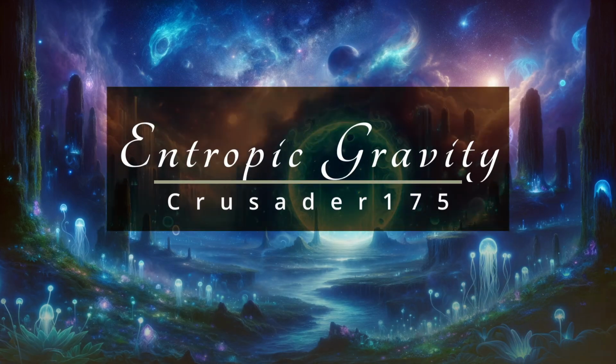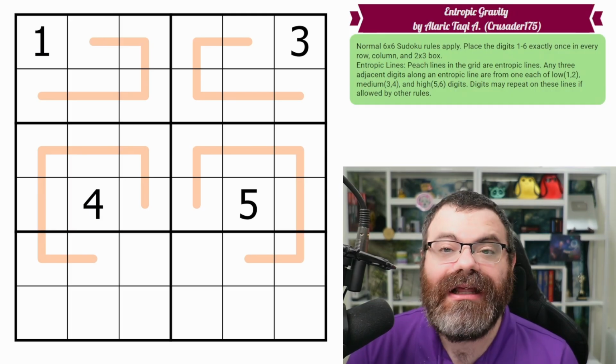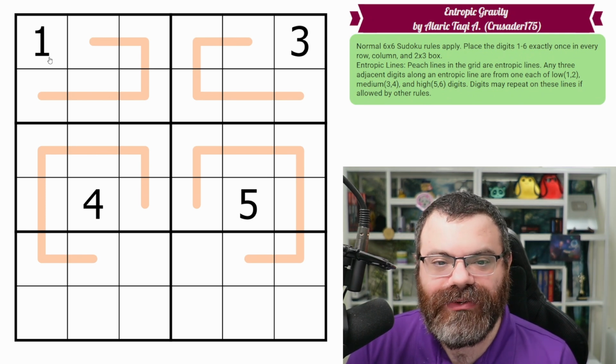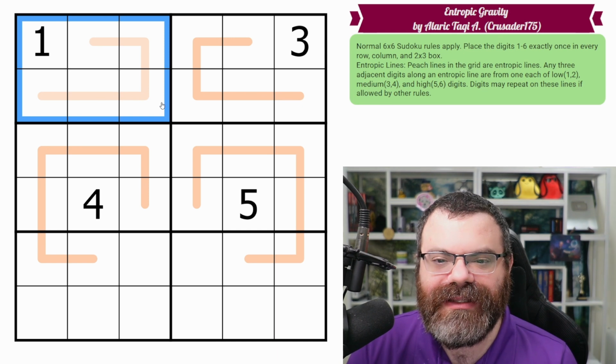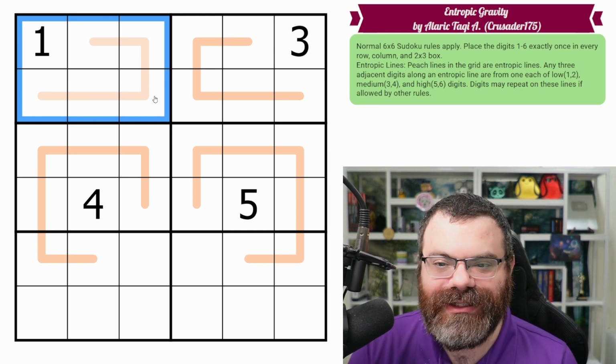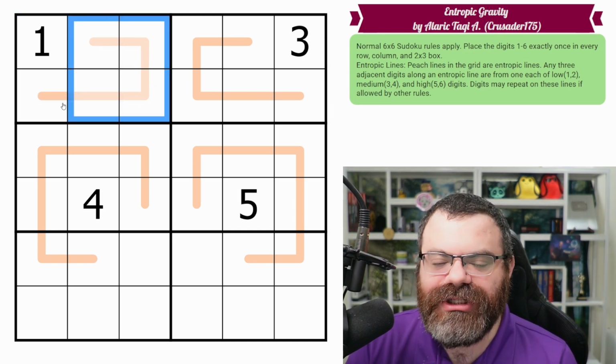Hello, let's continue our Sudoku adventure with Entropic Gravity by Crusader175. So we have normal 6x6 Sudoku rules, meaning in every row, every column, and every 2x3 box, we are placing the digits 1 to 6 exactly once each. We also have these peach lines in the grid.